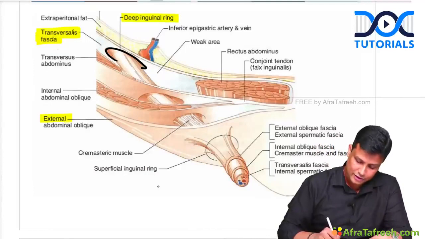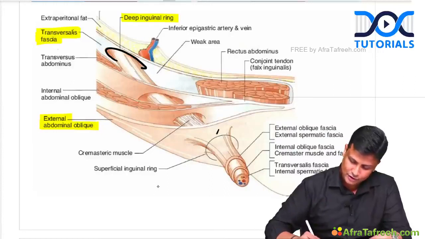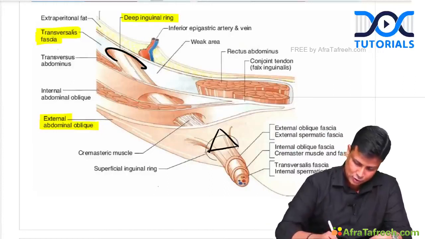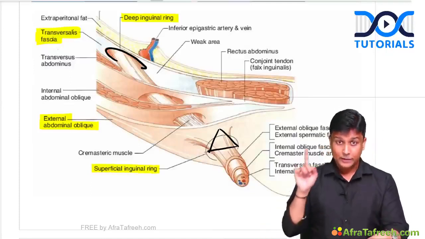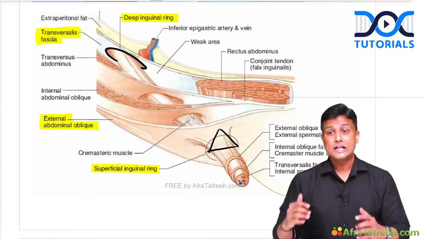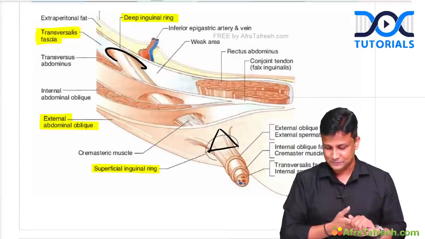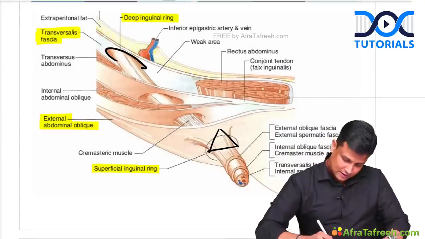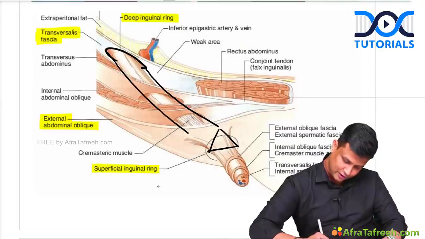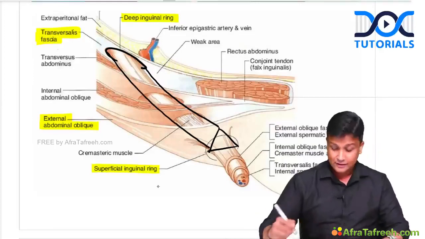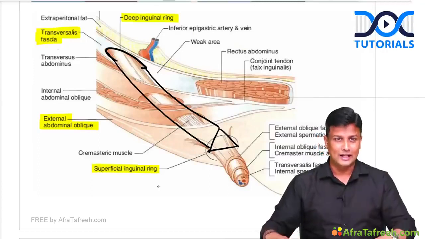Similarly, you also have the external oblique aponeurosis here. And in the external oblique aponeurosis, you'll be having a triangle shaped opening, and this one will be the superficial inguinal ring. So deep inguinal ring is present in which layer? Transversalis fascia. Superficial inguinal ring is present in which layer? That will be in the external oblique aponeurosis. Now join them together. The deep inguinal ring and the superficial inguinal ring, if you join them together, it will lead to the formation of a canal, and this canal is referred to as your inguinal canal. Okay, it is nothing but your inguinal canal.